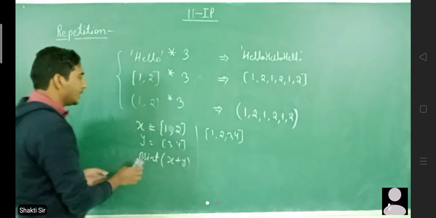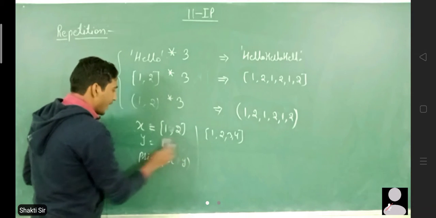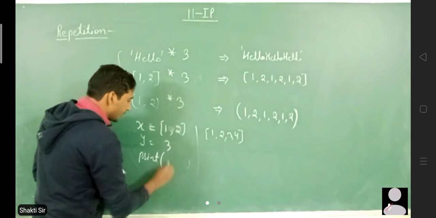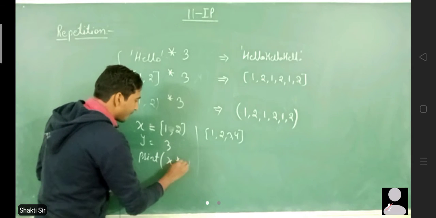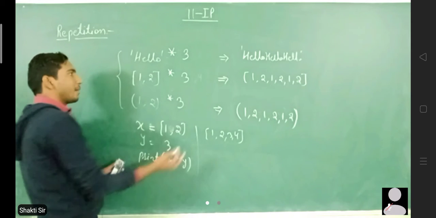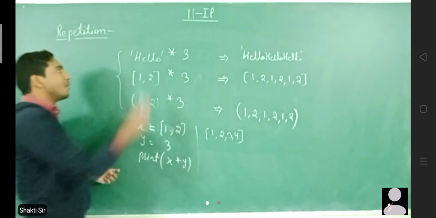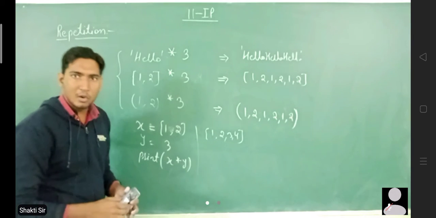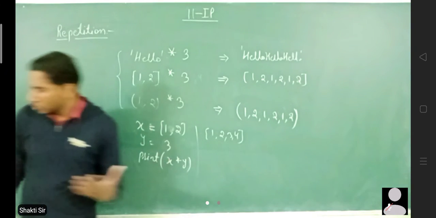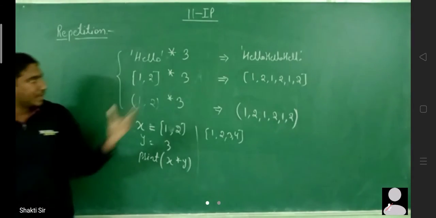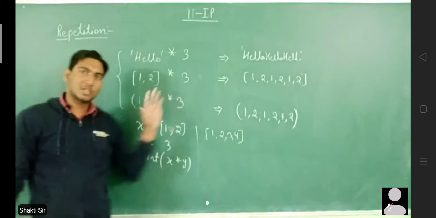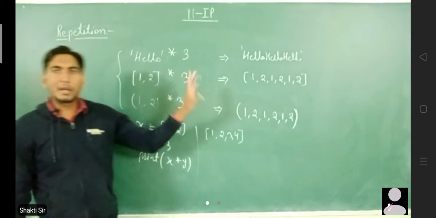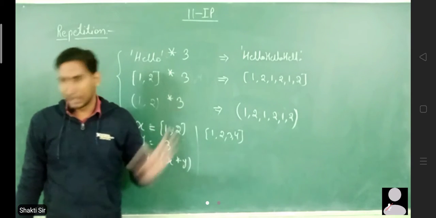So if I take x equal to this, y equal to 3, the output will be x multiplied by y, or you can say y multiplied by x, both are the same thing. If I do hello multiplied by 3, or 3 multiplied by hello, both are the same thing. It doesn't matter whether 3 is the second operand or the first operand, order doesn't matter. We can also write 3 multiplied by hello, this is the same thing.